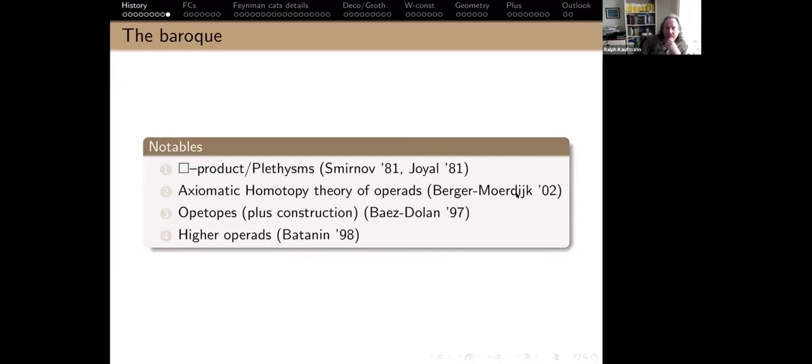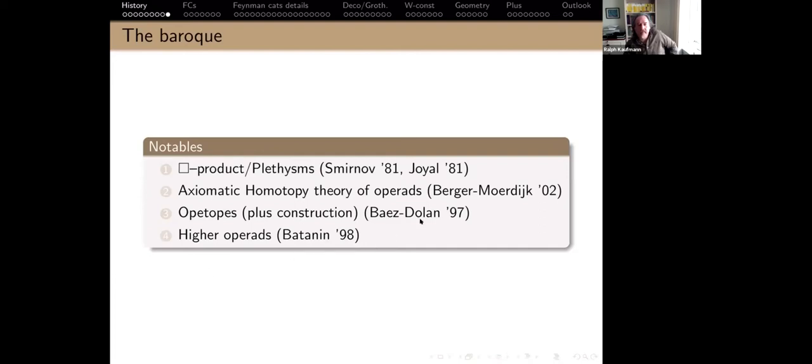So the homotopy theory, I think one of the seminal papers is the axiomatic homotopy theory of operads by Berger and Moerdijk in 2002. That is usually referred to when anybody does something with homotopy theory. This is the basic thing, and then it's expanded upon. There's something which was explained to me, and then tracing back the history. So this is basically the plus construction, opetopes by Baez and Dolan in 97. And then Batanin had higher operads, which also added to the structure. And this gave rise to these operadic categories, which we saw in 2 talks already.